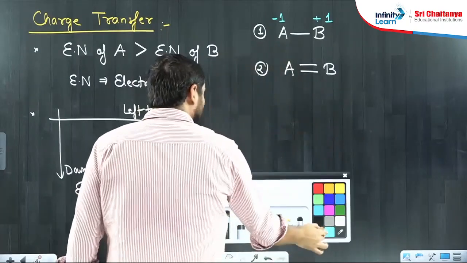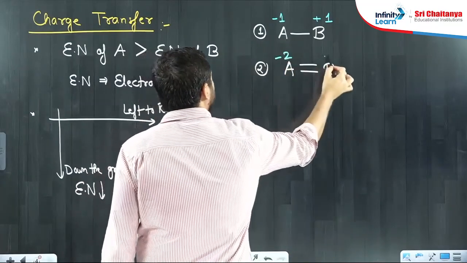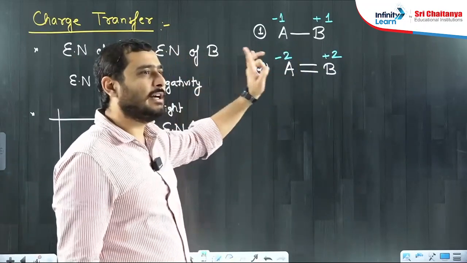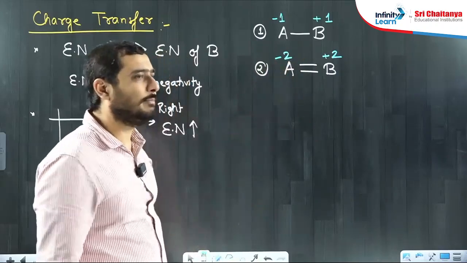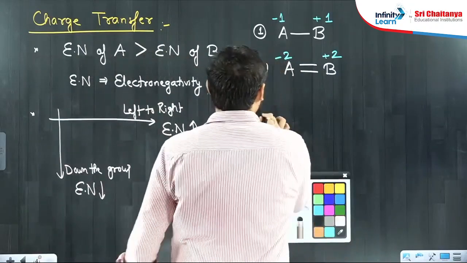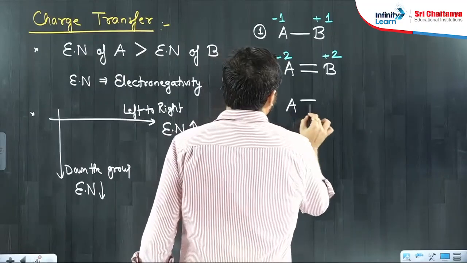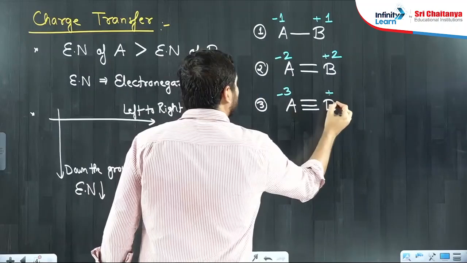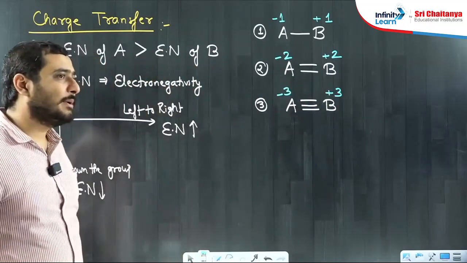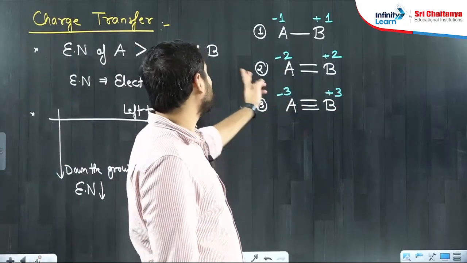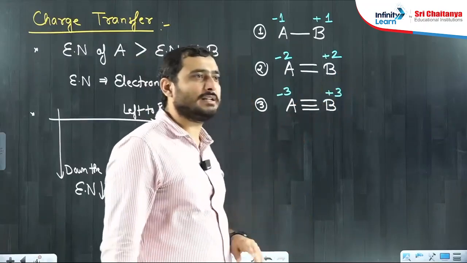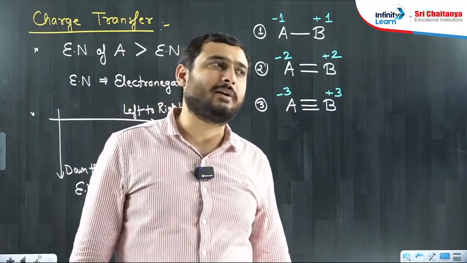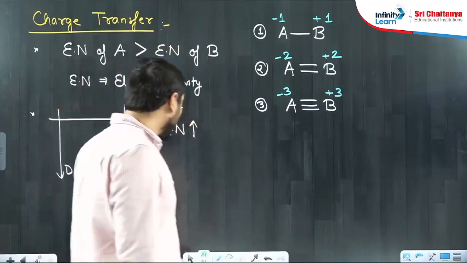Second, if there is a double bond between A and B, for A we write -2, for B we write +2. The more electronegative atom will get the negative charge. So in a double bond we write +2 and -2. If there is a triple bond between two atoms, the charge will be -3 and +3: the more electronegative gets -3, the less electronegative gets +3. So for a single bond the charge separation is +1 -1, for a double bond +2 -2, and for a triple bond +3 and -3.